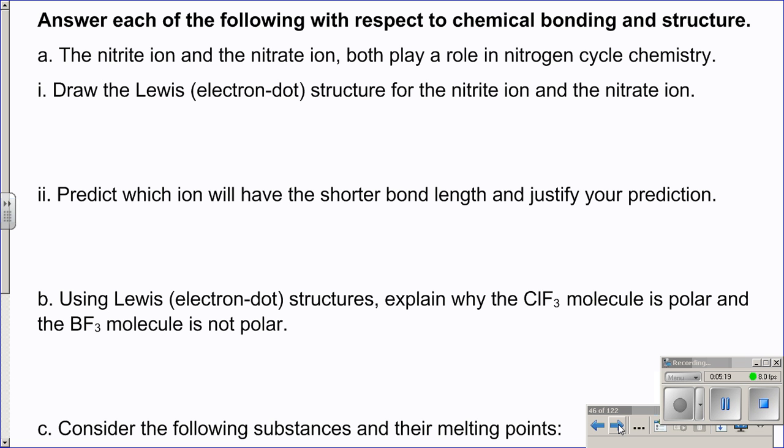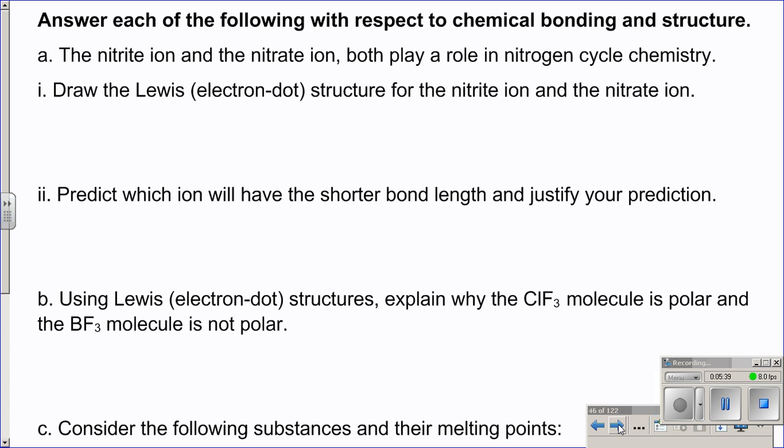Nitrite ion and nitrate ion both play a role in nitrogen cycle chemistry, so they try to relate things back to biological examples and environmental examples. Draw the Lewis structures for the nitrite and nitrate ion. Go. And I'll do this with you too, actually. I'm going to have to go small.